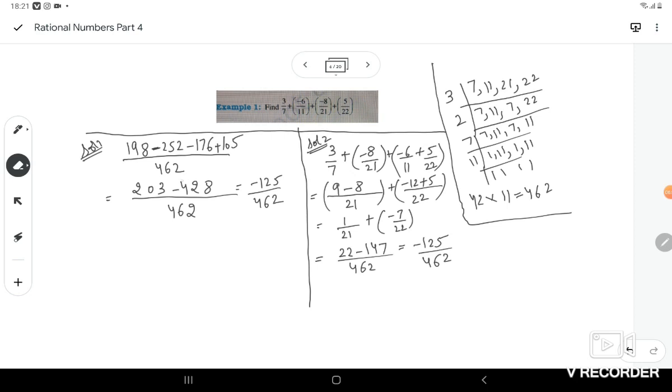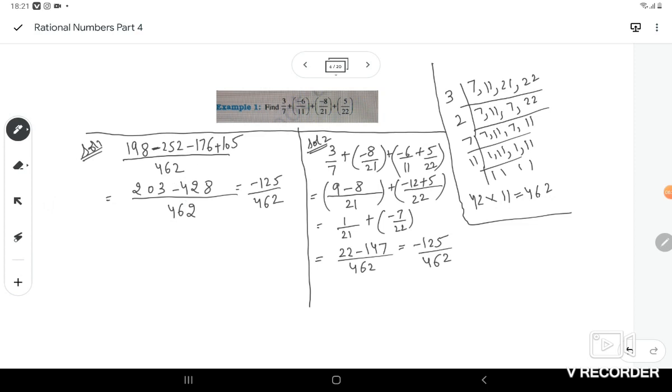So first of all, without using the property, we have to take the LCM of 7, 11, 21 and 22, which I have shown on the right hand side of the screen. You can see it, and the LCM comes out to be 462.